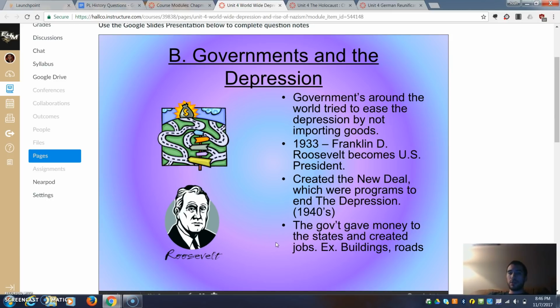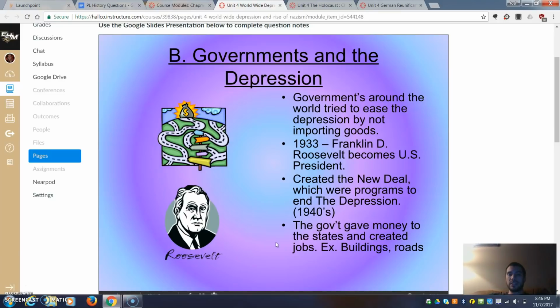Well, governments around the world tried to end the Depression by not importing goods. They really focused on products from their own country and did not buy from other countries. They felt that if we buy things from inside our own country, we can make more money for ourselves instead of spending money elsewhere.